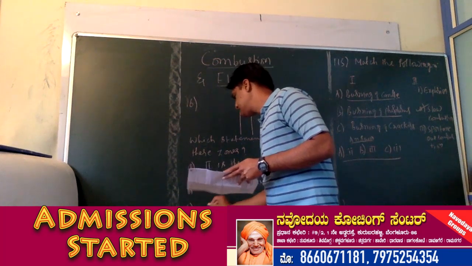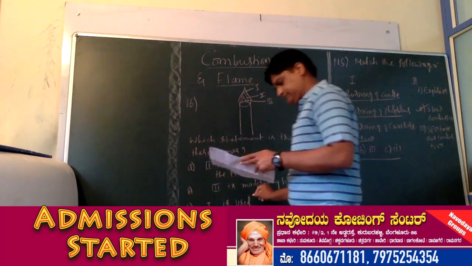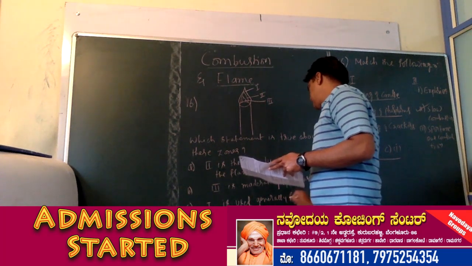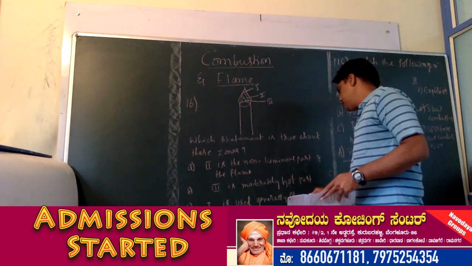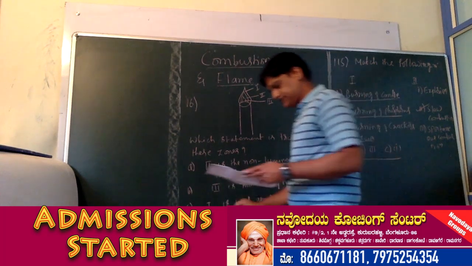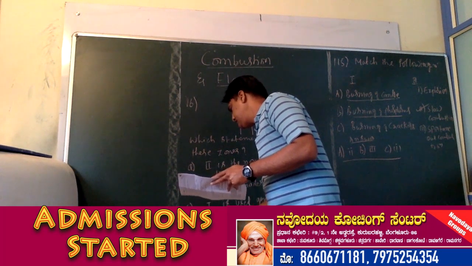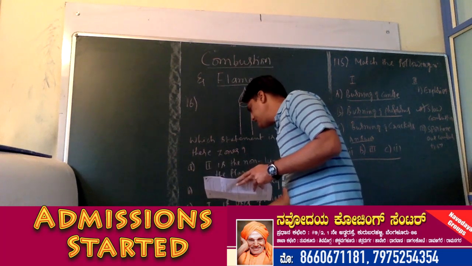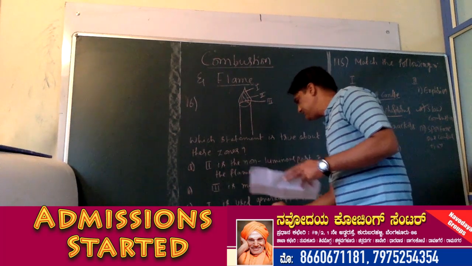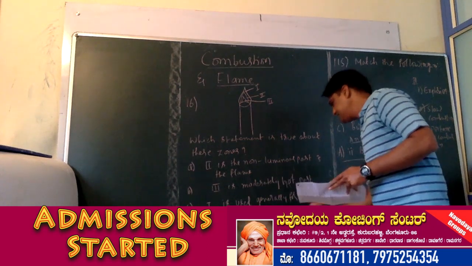Then C, 1 is used generally for melting gold. Then D, 1 is luminous but 3 is coldest part.